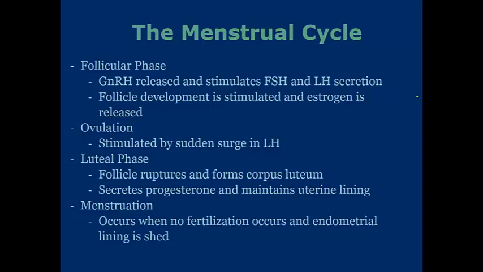During ovulation, a sudden surge in LH triggers the release of the egg from the ovary, and the luteal phase is when the follicle ruptures and forms the corpus luteum. This secretes progesterone and maintains the uterine lining. Lastly, menstruation. This occurs when no fertilization occurs. This is when the endometrial lining is shed. This cycle repeats about once a month, approximately 28 days, and it occurs if there is no fertilization.